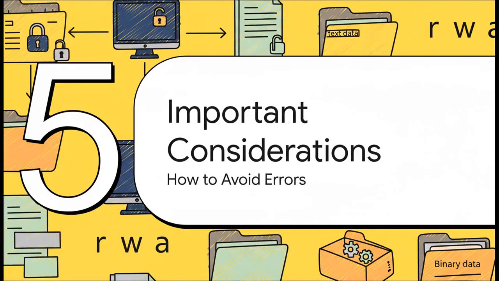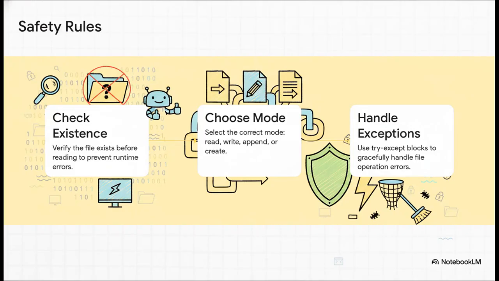Now, before you get too excited and start opening files all over the place in your code, let's go over a few essential safety rules. Think of these as best practices that'll make your code way more reliable and prevent it from crashing unexpectedly. Okay, 3 things. First, before you try to read a file, it's a good idea to check if it actually exists. Second, just take a half second to double check that you're using the right mode for the job. And third, and this is a big one, wrap your file operations in something called a try-except block. It's basically telling your code, hey, try to do this file stuff, but if something goes wrong, don't just crash. Instead, do this other thing. It's a super simple way to handle errors, and it will save you so many headaches.